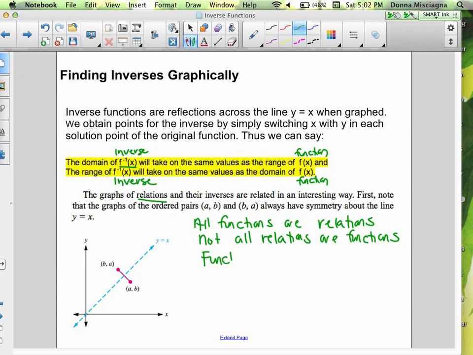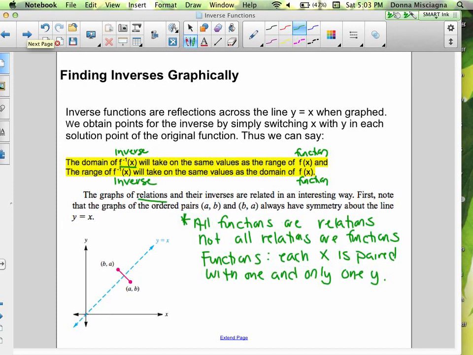Put this in your notes too so that you remember the difference. Right? So functions, each x is paired with one and only one y. So given x, I have to know which y to go to. If I've got two different y's paired with one x, that's not a function, that would just be a relation.